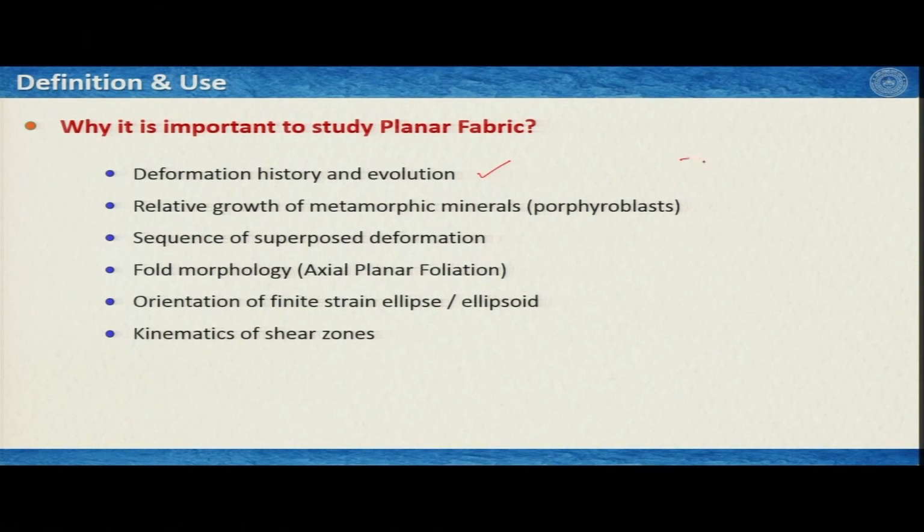So, if we get these things very clear, that leads to figuring out what was the sequence of superposed deformation. Most deformed geological terrains are deformed in a series of deformational phases. So, if we understand foliations and their mutual relationships along with the porphyroblasts, then we can reveal the sequence of superposed deformation.